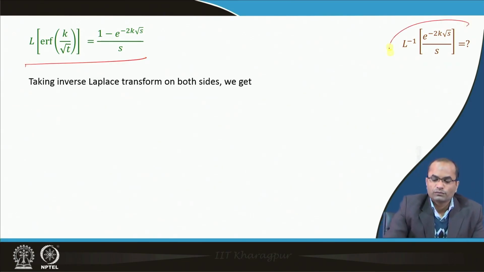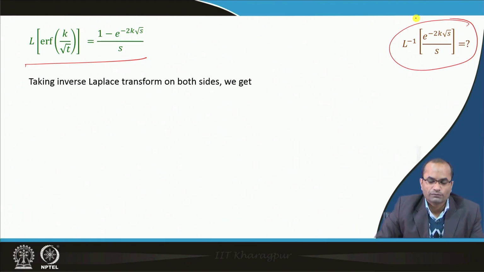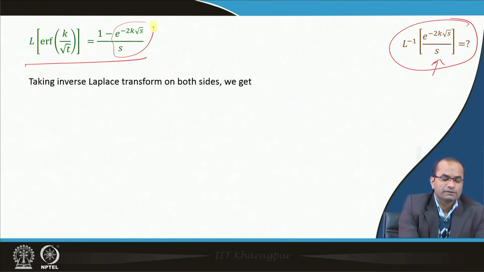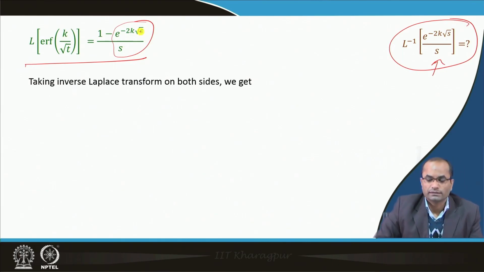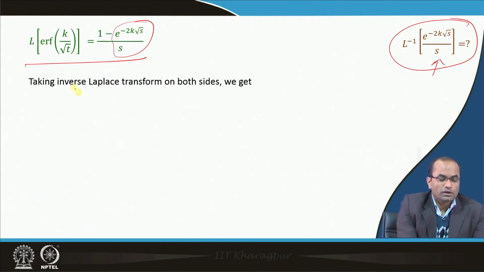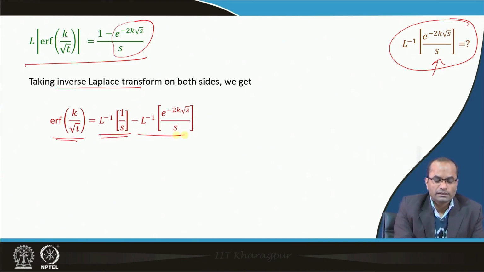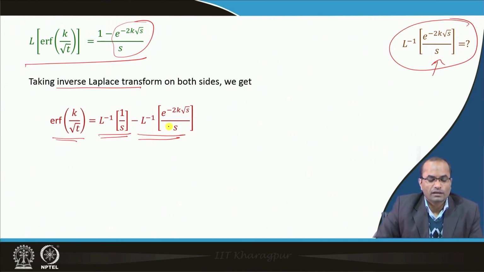So, this was the second question in this problem: what is the Laplace transform of this function? After this evaluation we do see that there is such a term in the Laplace transform of the error function of k over square root t. So, now if we take the inverse Laplace transform here, we will get error function of k over square root t is equal to Laplace inverse of 1 over s and Laplace inverse of e power minus 2 k square root s over s.